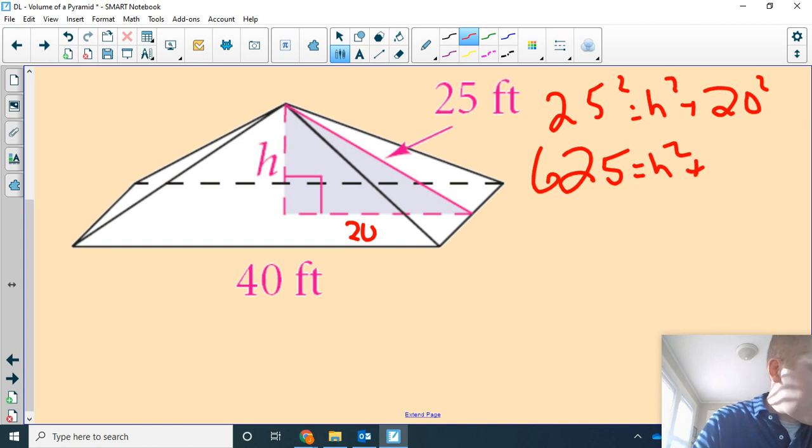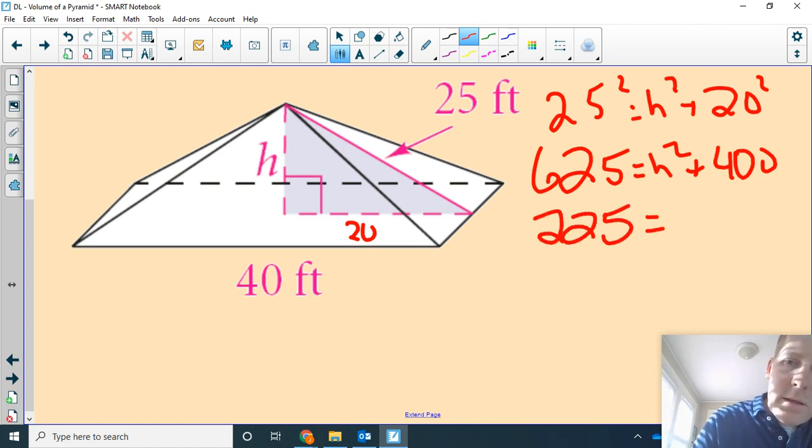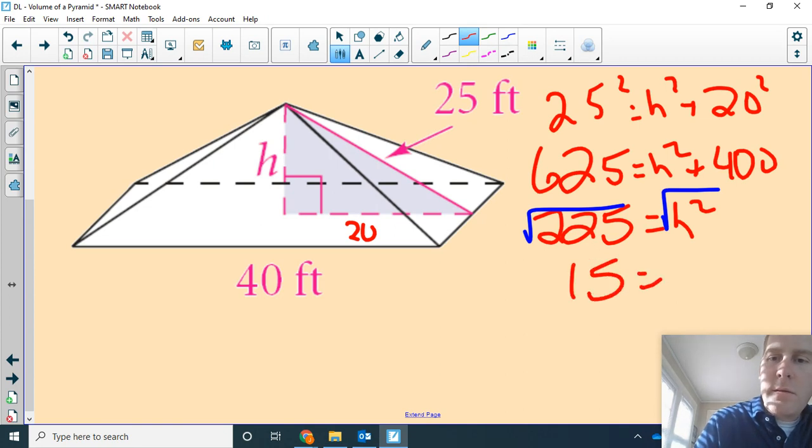8 squared plus 20 squared is 400. Let's subtract 400 from both sides, and we'll get 225 equals 8 squared. Okay, we want to undo that square by square rooting both sides, and the square root of 225 is 15. So our height is 15.